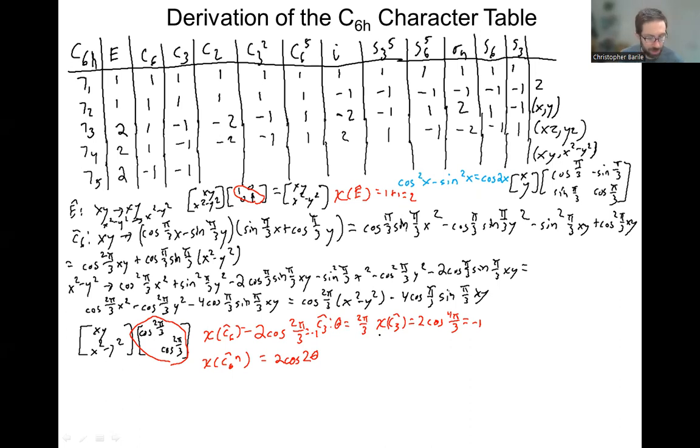Okay, what about for C2? We can actually do the same thing if we want. For C2, we're rotating by pi, right? We're rotating by 180 degrees. So our chi of C2 is actually equal to 2 cosine 2 theta. Theta is pi, so 2 cosine 2 pi. Cosine of 2 pi is 1, so this gets you 2.